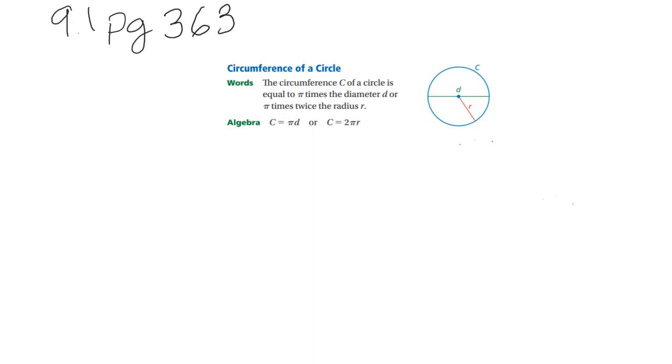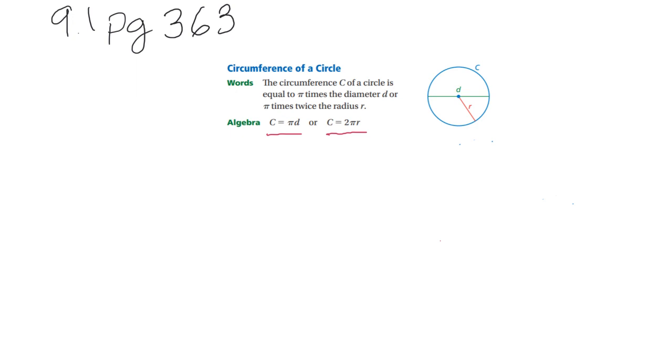So how do we calculate the circumference? We can use one of two equations. First one, we can do circumference equals pi times the diameter. Remember, the diameter is the distance all the way across the circle. Or you can use circumference equals 2 times pi times r. And that is because if you multiply the radius, which is half the diameter, by 2, then that's the same thing as the diameter, right? So those are pretty much the same thing.